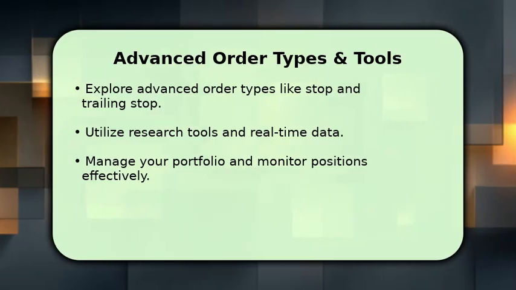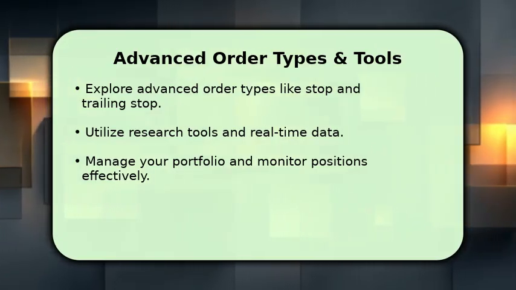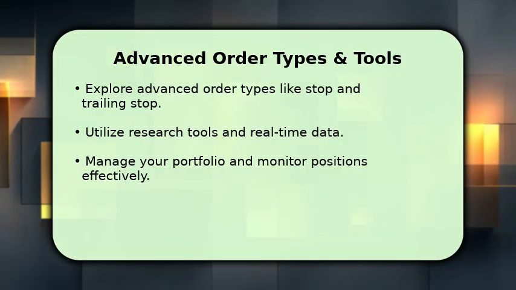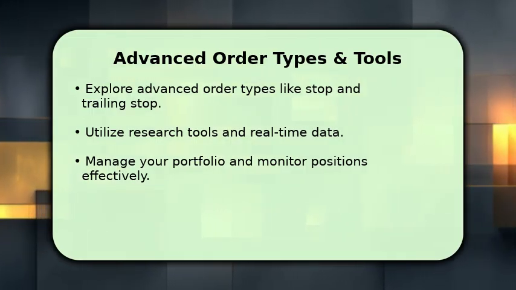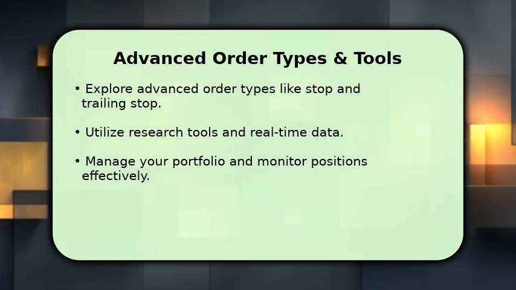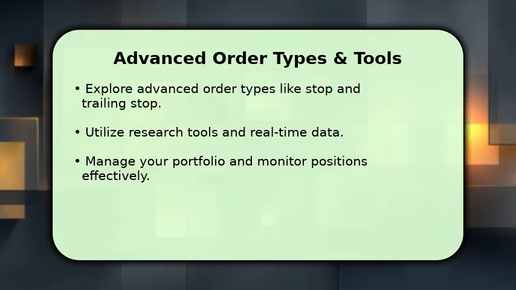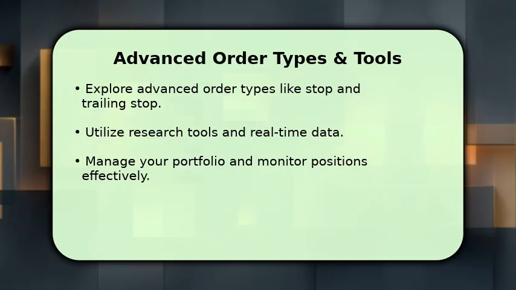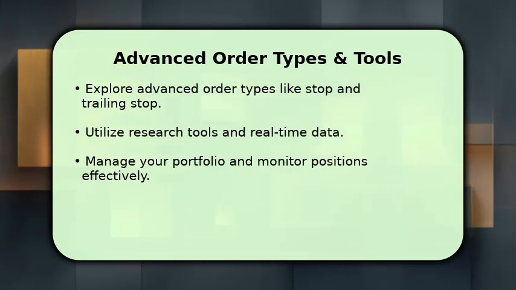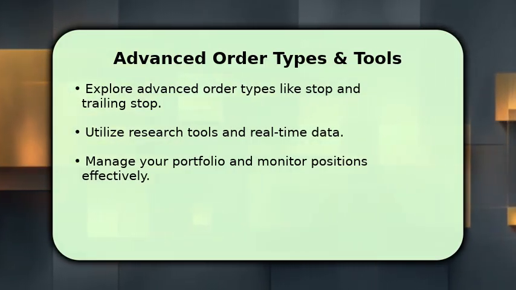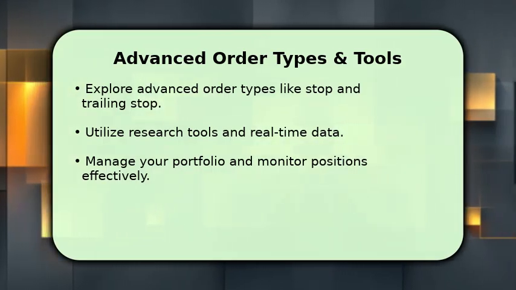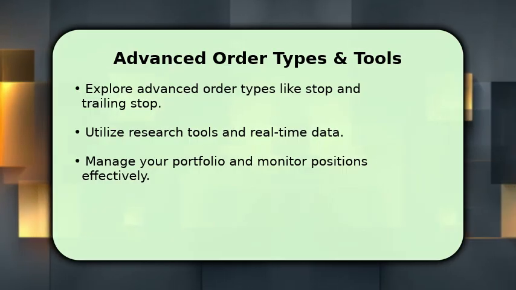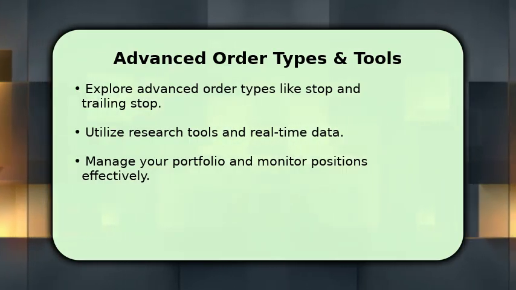Beyond basic orders, Interactive Brokers offers advanced options like stop orders to limit potential losses and trailing stops that adjust with the market. The platform also provides extensive research tools and real-time data to inform your decisions. We'll show you how to access these features and effectively manage your portfolio, monitoring your open positions and overall performance. These tools are crucial for more sophisticated trading strategies.